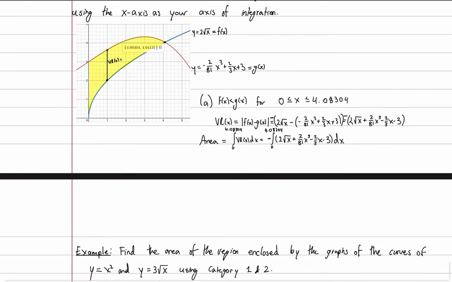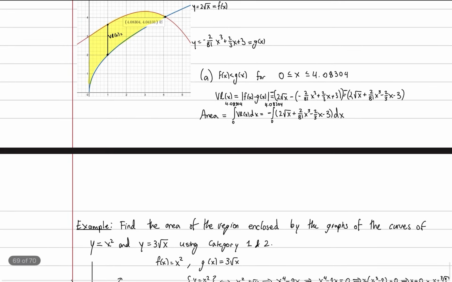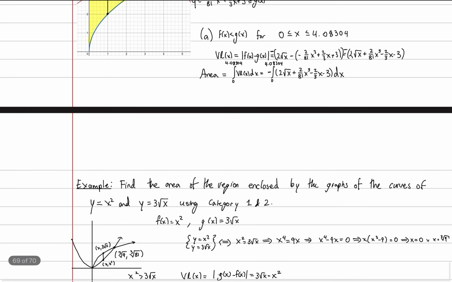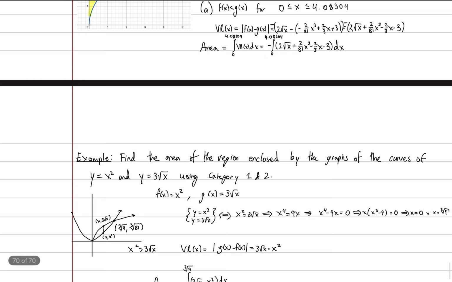But I'm not going to do that, right? Here's another example. Find the area of the region enclosed by the curves y equals x squared and y equals 3 square root of x, using category 1 and 2. f of x equals x squared, g of x equals 3 root x.